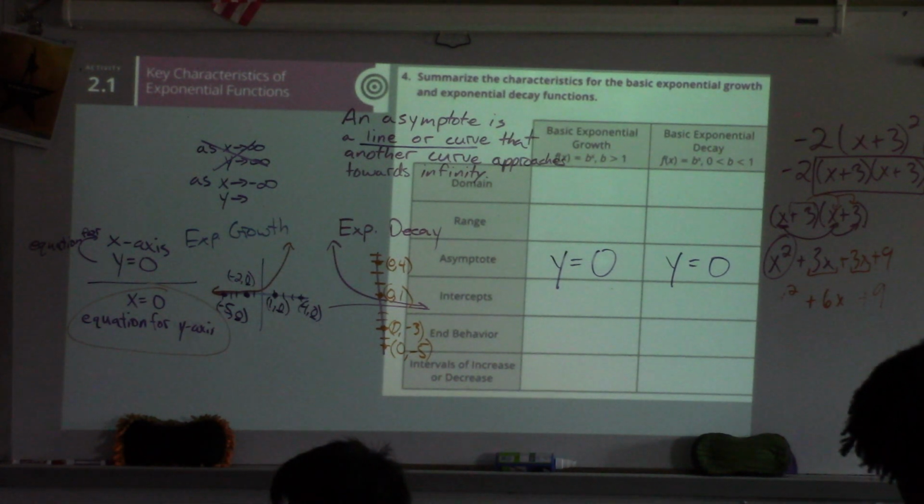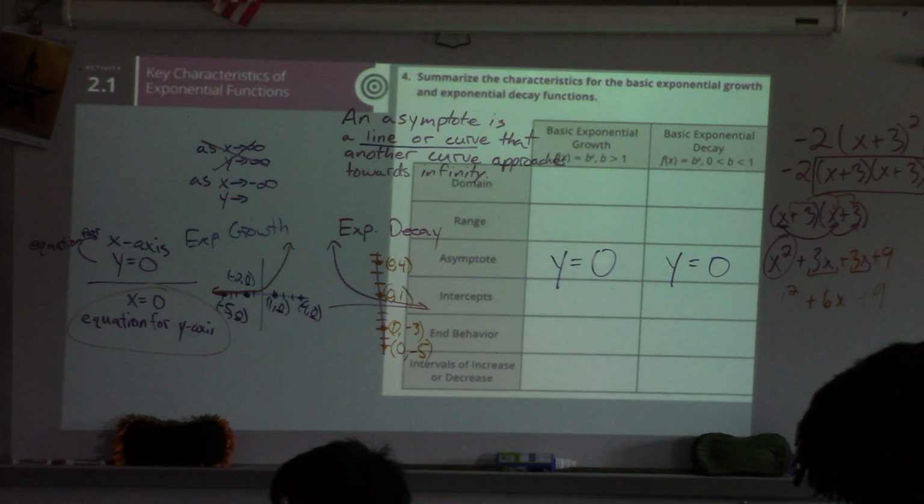Yep. Now, within your small groups, we need to be working on filling out the rest of this table.